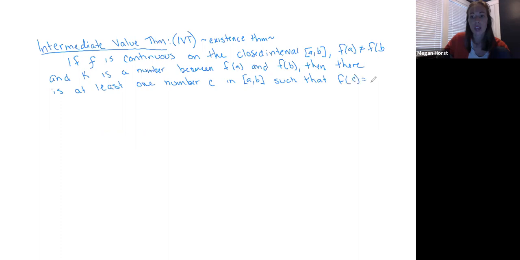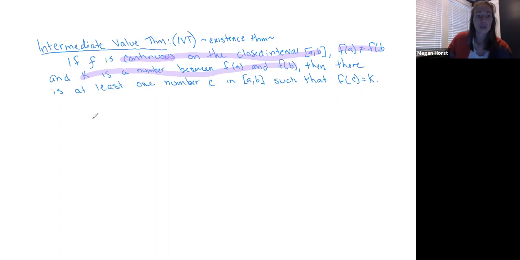So here's what's going on. Our theorems are going to work this year. We need to know what the conditions are first. So what conditions need to be true in order for our theorem to apply? So first of all, our function needs to be continuous on the closed interval a to b. f of a cannot equal f of b. And k must be some number between f of a and f of b.